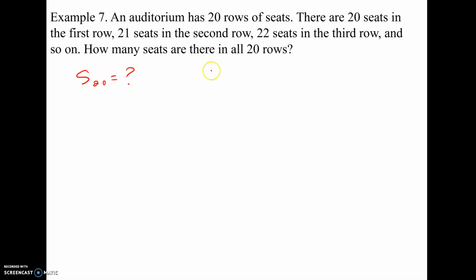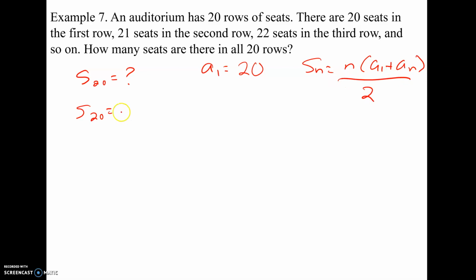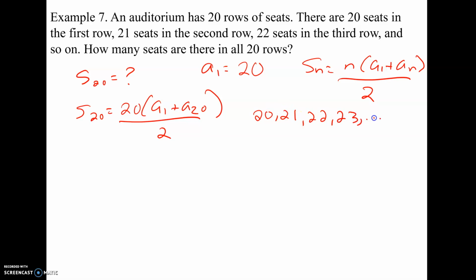Well, what do I know? I know that a sub 1 has 20 seats. Okay, so if I want to find S sub 20, well, I know that S sub n is equal to n times a sub 1 plus a sub n all over 2. So S sub 20 would be 20 times a sub 1 plus a sub 20 all over 2. Okay, so I need a sub 20. Well, this is arithmetic because it goes 20, 21, 22, 23, dot, dot, dot. Okay, until I hit a sub 20.